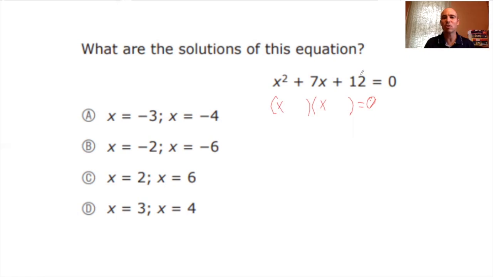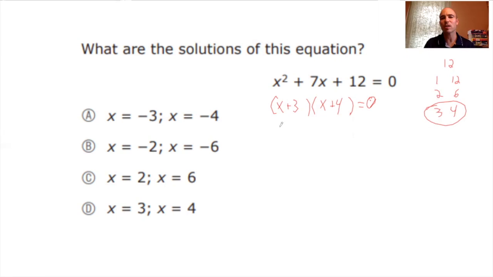The way I choose to do this is I go up the ladder, down the ladder: 1 and 12, 2 and 6, 3 and 4. What combo will get me plus 7? Oh yeah, there we go. So it's plus 3, plus 4. But folks, we are not done. Don't fall for the trap.